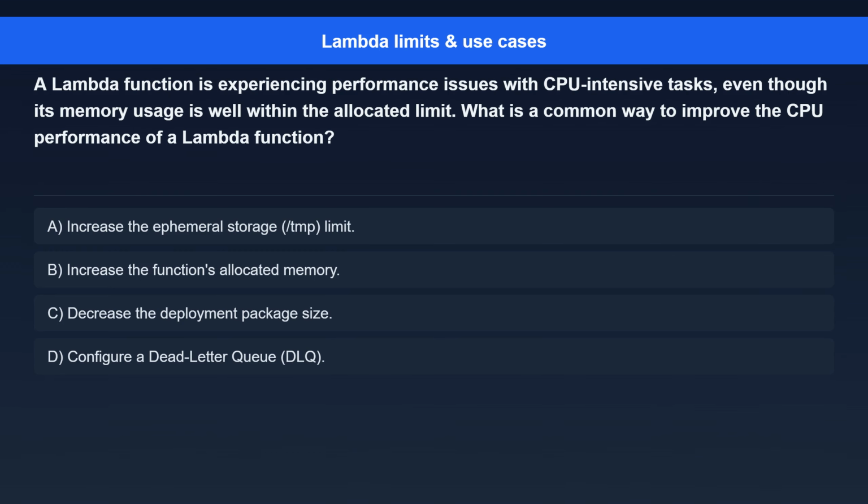Question 8. A Lambda function is experiencing performance issues with CPU-intensive tasks, even though its memory usage is well within the allocated limit. What is a common way to improve the CPU performance of a Lambda function? Option A. Increase the ephemeral storage (TMP) limit. Option B. Increase the function's allocated memory. Option C. Decrease the deployment package size. Option D. Configure a dead letter queue, DLQ.